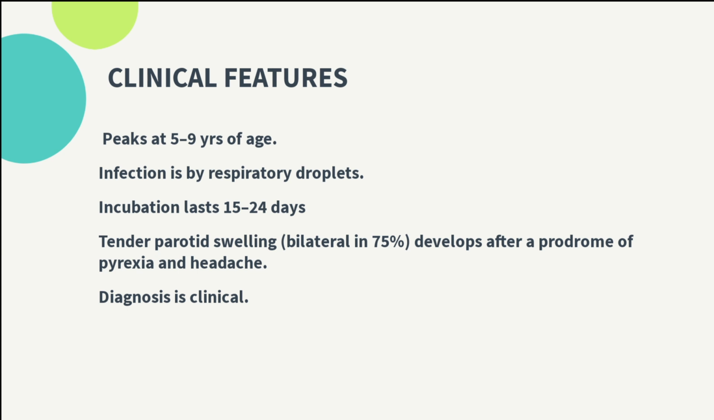Moving on to the clinical features, mumps peaks at the age of 5 to 9 years. That is, it affects mostly children, and the infection is by respiratory droplets. It is the same for all three. Mumps, measles, and rubella all are spread by respiratory droplets. The incubation lasts 15 to 24 days, and the characteristic feature is that initially the patient will have pyrexia and headache, which will be followed by parotid swelling, which will be tender in nature, and the parotid swelling will be bilateral in 75% of the cases.